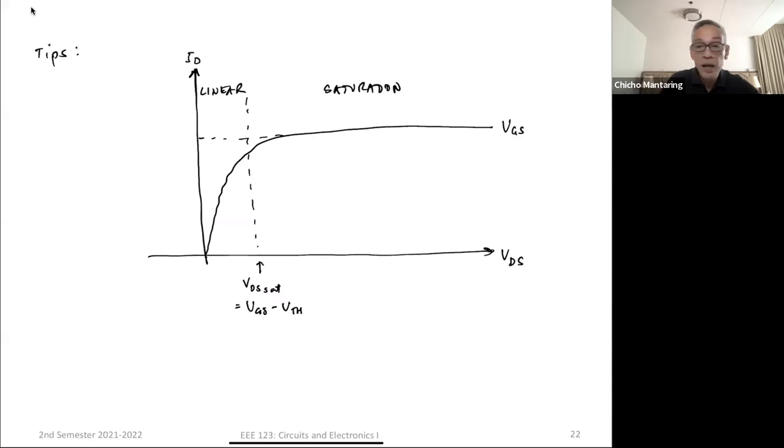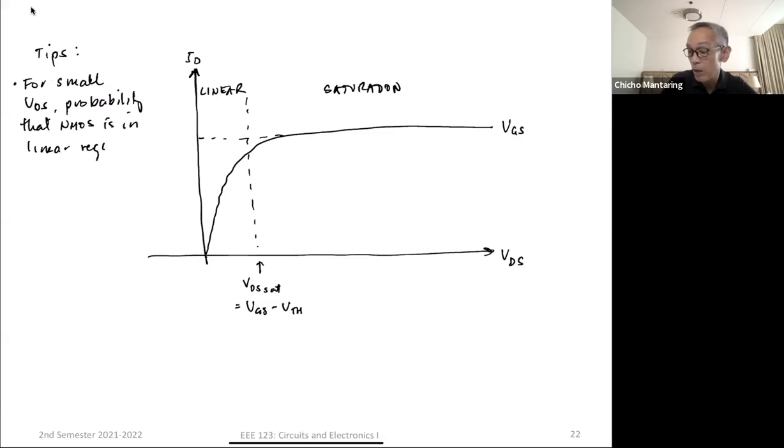Okay. For small VDS, the probability that the NMOS is in the linear region is higher. We can see that in this graph. When the value of VDS is small, the probability that we are in the linear region is higher.